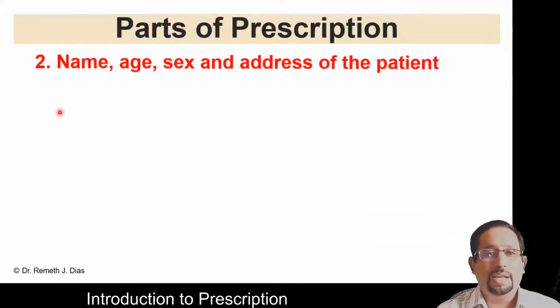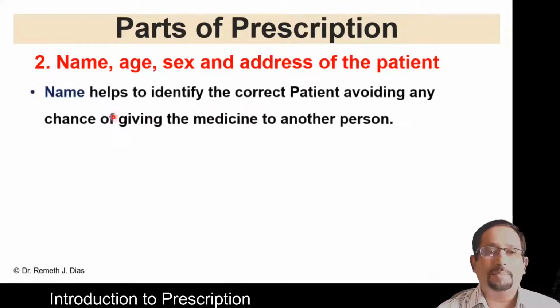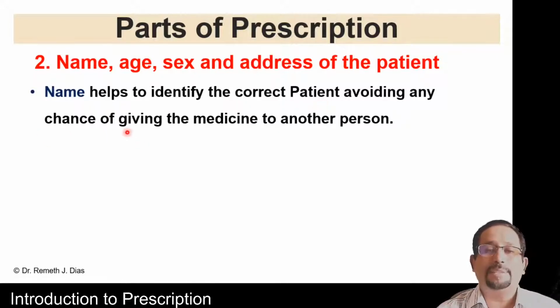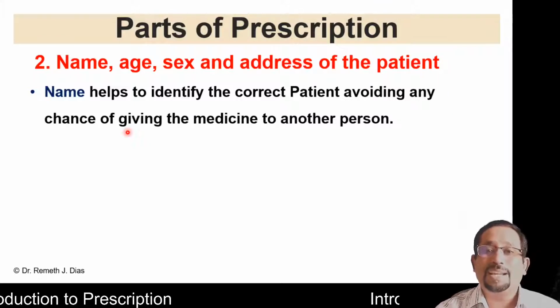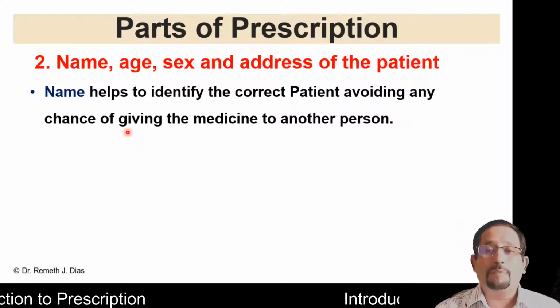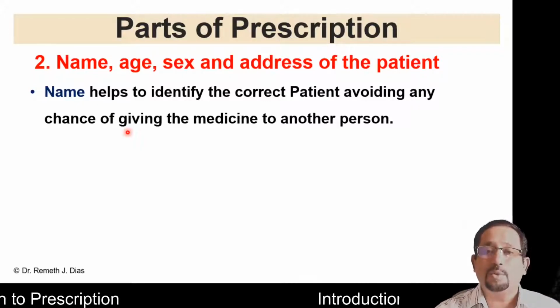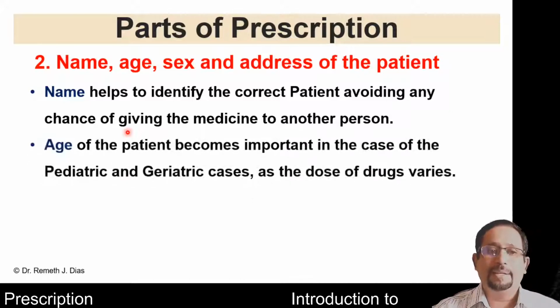Part 2 is name, age, sex and address of the patient. Name is important because it helps to identify the correct patient. This avoids any chance of giving the medicine to another patient, because in your pharmacy there may be so many patients coming at a single time, and therefore the duty of a pharmacist is to dispense the correct medication to the correct patient. So name will help to identify.